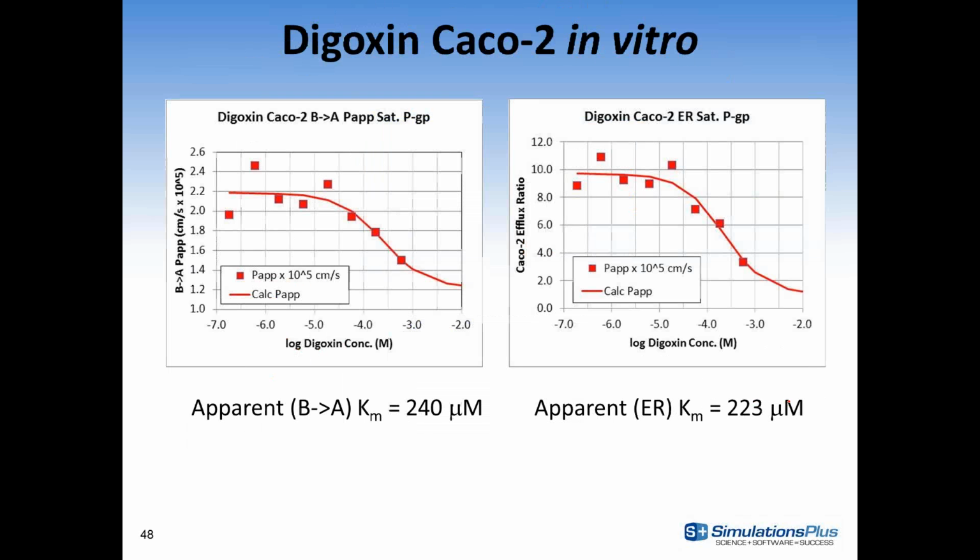Now, if we were to just do the fitting of the in vitro data, on the left-hand graph, this is fitting to the B to A apparent permeability. As you begin to increase the digoxin concentration and it saturates, we see that permeability drop. The same thing goes for the efflux ratio. As you begin to saturate the PGP, the efflux ratio drops and approaches the level of 1, which is what you would expect for no PGP influence. Those two plots have a half maximal saturation in vitro of around 220 to 240 micromolar, which would be about here.